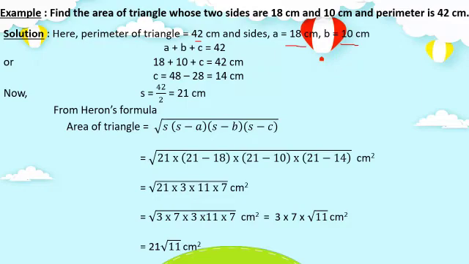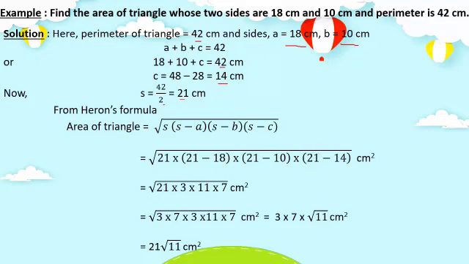That is A plus B plus C is equal to 42. 18 plus 10 plus C is equal to 42. Therefore, C is equal to 42 minus 28 is equal to 14 centimeter. Therefore, the third side is 14 centimeter. Now we will find semi-perimeter. Semi-perimeter is equal to half of the perimeter. So, perimeter is already given 42 centimeter. Therefore, semi-perimeter is equal to half of 42. That is 21 centimeter.